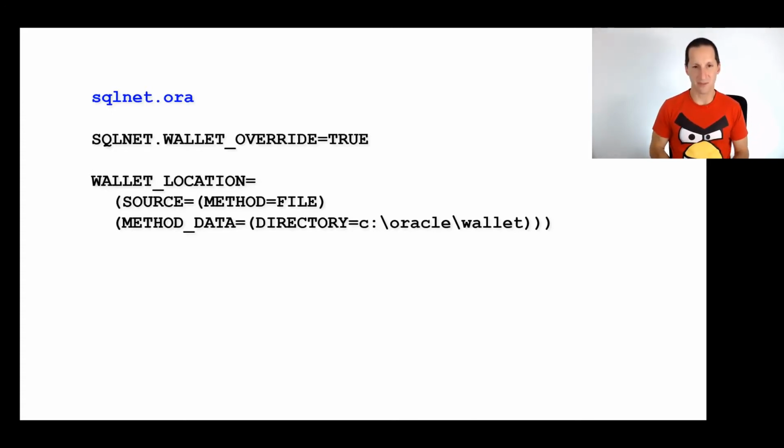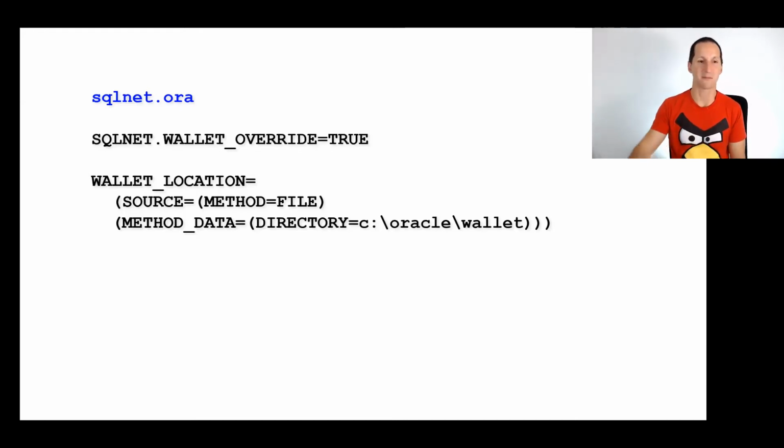So the first place that we need to go is our sqlnet.ora file, and we have these two settings in there, SQLNET.WALLET_OVERRIDE equals TRUE. And then we need to nominate actually where the wallet will be. It's going to be a file on my machine, and I can see there the directory is C:\Oracle\Wallet.